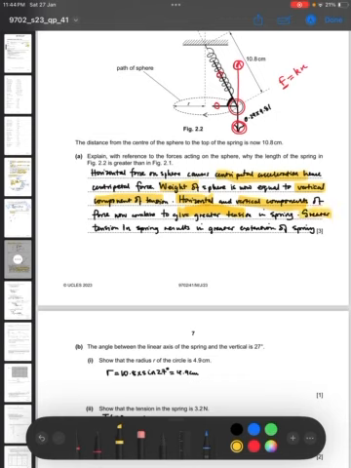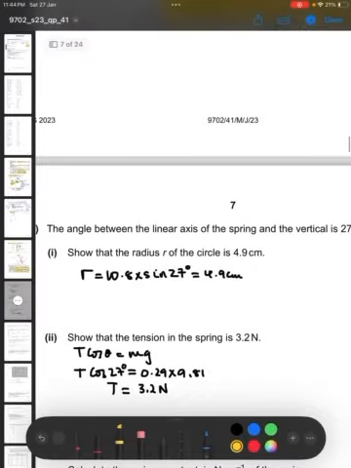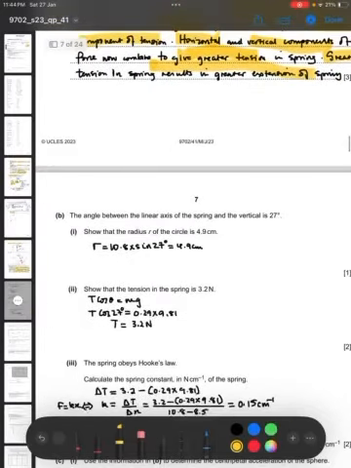So the greater tension in the spring results in the greater extension of the spring. That's why we now have 10.8 as our new length of the spring. Okay, next part of the question asks, the angle between the linear axis of the spring and the vertical is 27 degrees. Show that the radius of the circle is 4.9 centimeters.